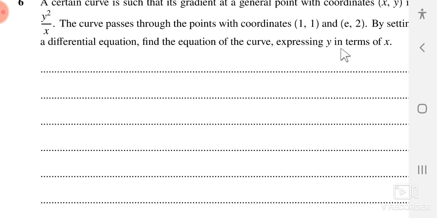And at the end of the day you will have two constants, k and the second, the constant of integration, and then by using the two points you can solve the equation, and your answer must be in terms of x for y. y should be the subject for this question. That's it. Now moving toward the next question.